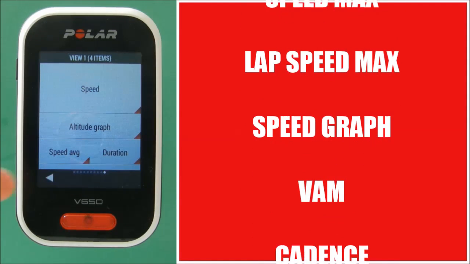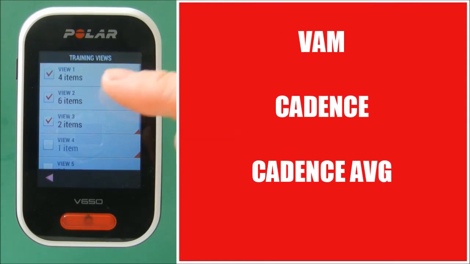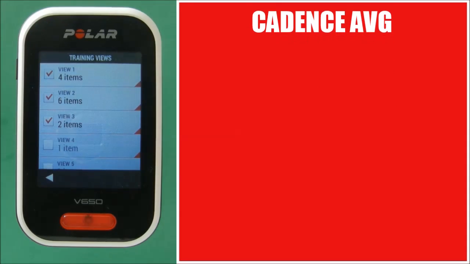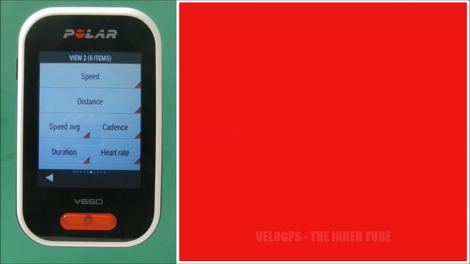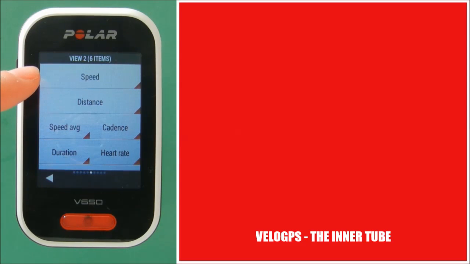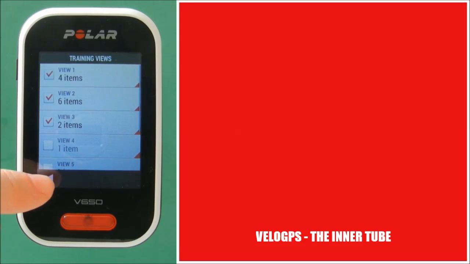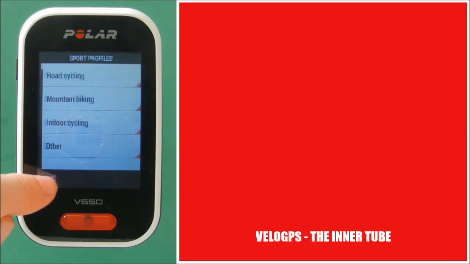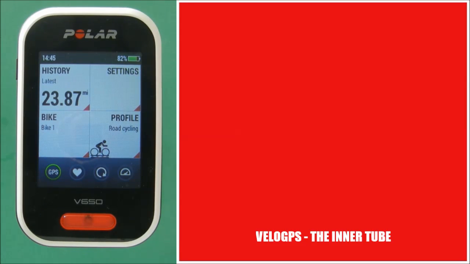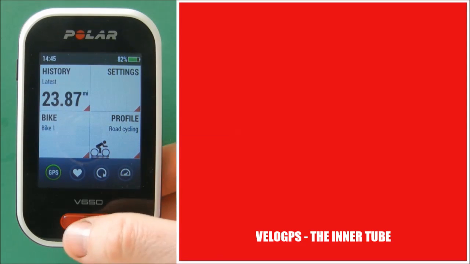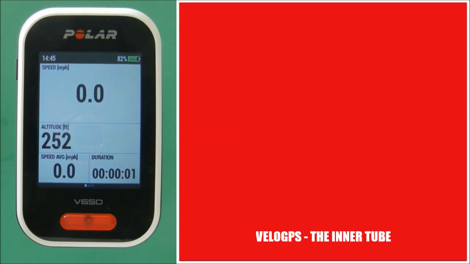Okay, so once you've chosen the field you want to display, you can go back and then select what you wish to have on your second page of views. So here we've got 6 data fields, and this tends to be what we prefer to have displayed. So a slightly larger speed and distance field, and then we've got average speed, cadence, duration and heart rate at the bottom. So once you've set all of those up, we'll just navigate our way back to the home page menu, and if we hit start we can just show you what that looks like in practice.